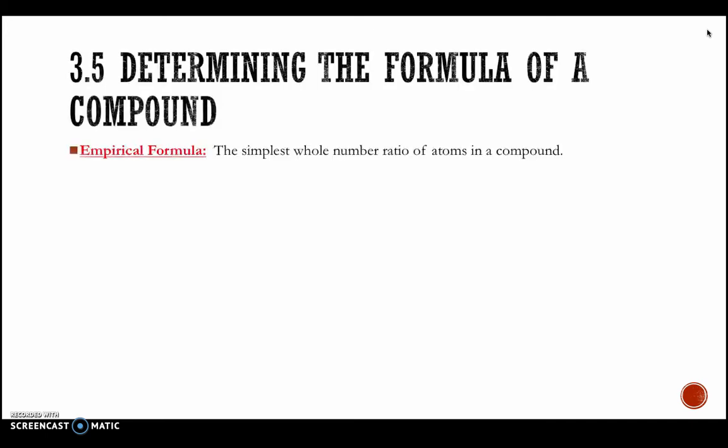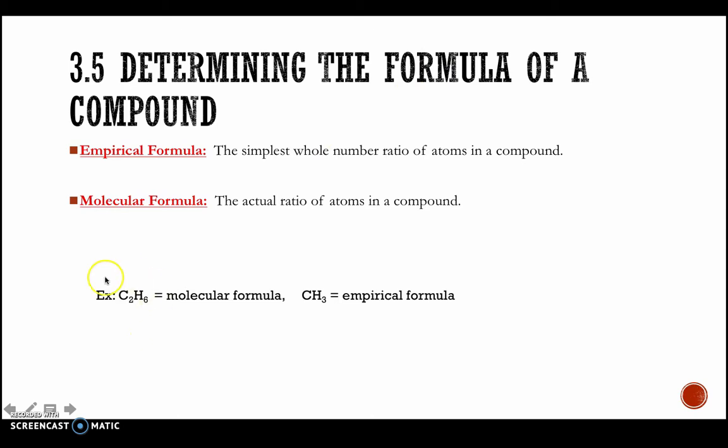Let's start by defining these terms. The empirical formula is the simplest whole number ratio of atoms in a compound. The molecular formula is the actual ratio of atoms in a compound. For example, C2H6 is a molecular formula. If we reduce to the smallest whole number ratio, we get an empirical formula of CH3.